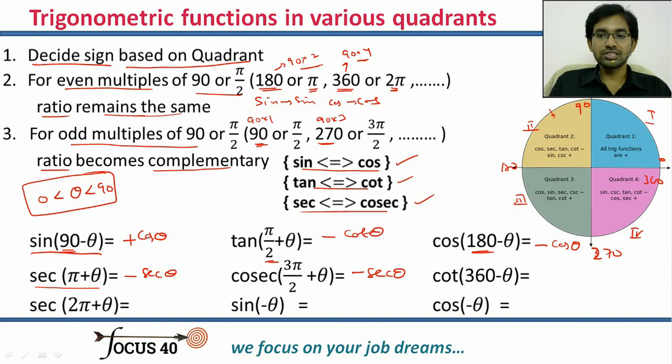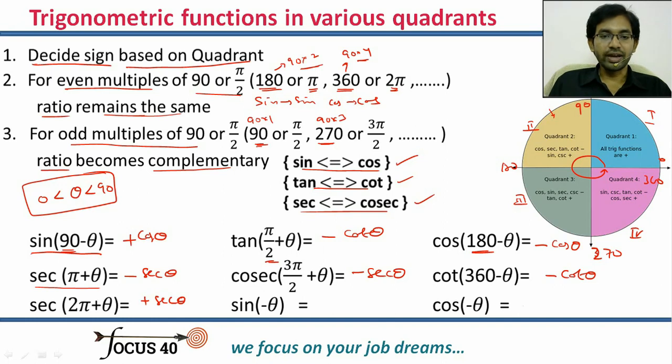Next, cot of 360 minus theta. 360 minus theta falls in the fourth quadrant. In the fourth quadrant cot is negative, so minus. 360 is an even multiple of 90, so cot remains cot. So minus cot theta. Next, secant of 2 pi plus theta. 2 pi is 360, so 360 plus theta. After completing a circle, 360 plus theta falls in the first quadrant again, so all are positive. So plus. 2 pi, that is 360, is an even multiple of 90, so secant remains secant. So plus secant theta.